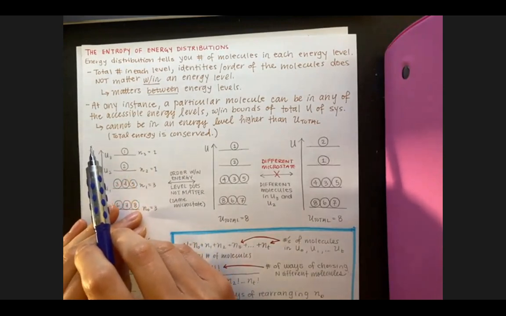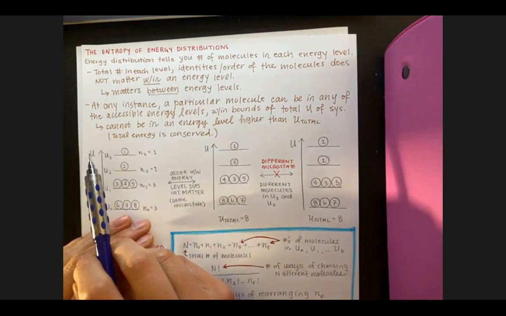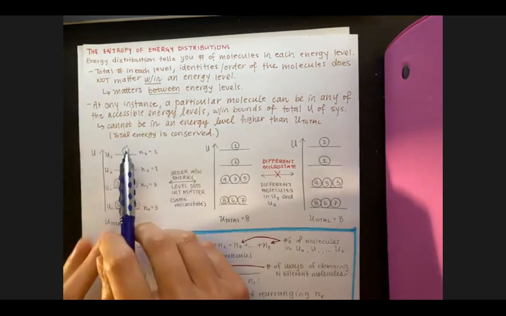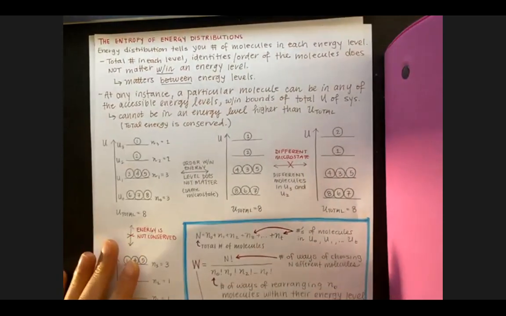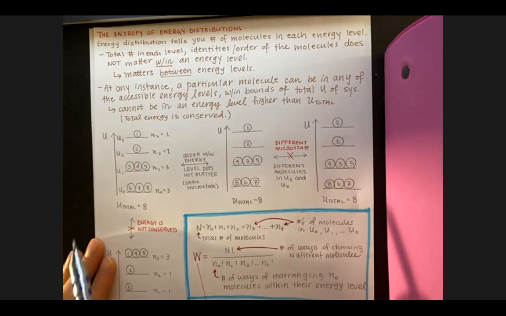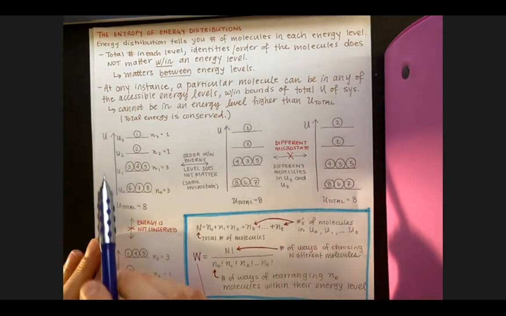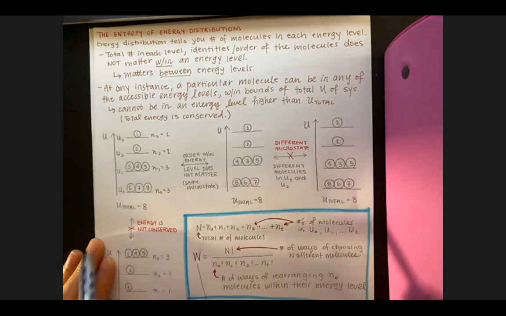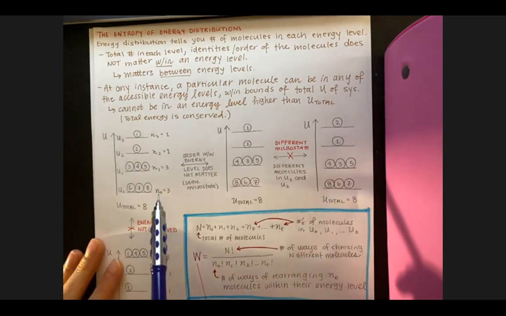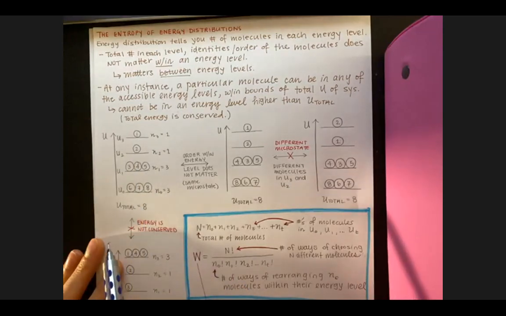So a molecule can't be in an energy level higher than the total energy because total energy is conserved, and that is our first law of thermodynamics. Okay, so for an example, here I have an energy distribution with the energy going up, 4 energy levels. I've labeled the populations of each level. So here we have 3, 3, 1, 1, and a total energy of 8.